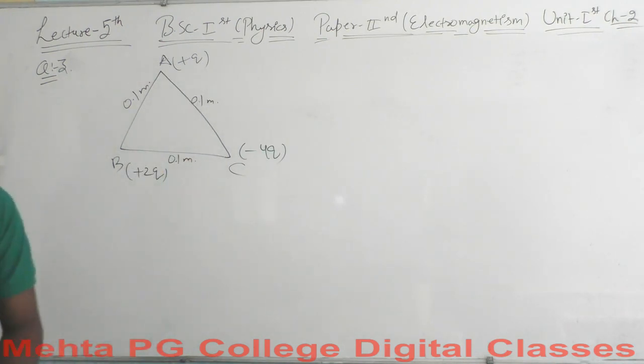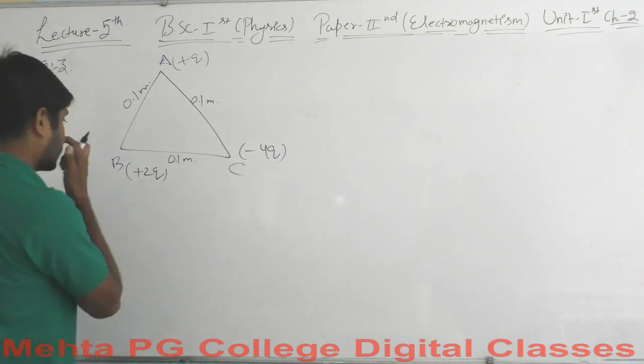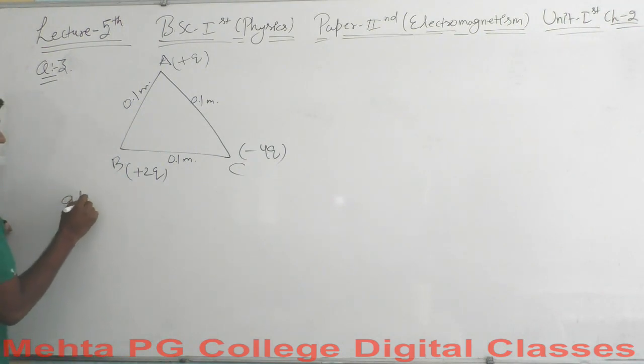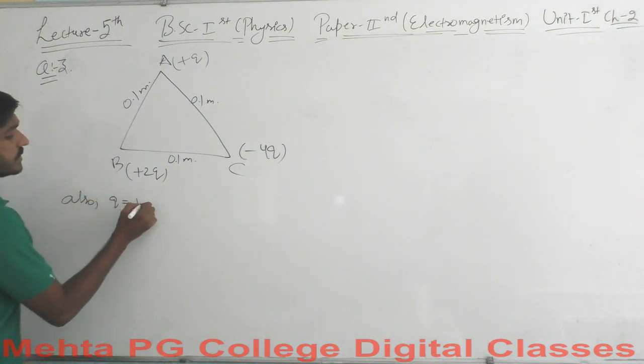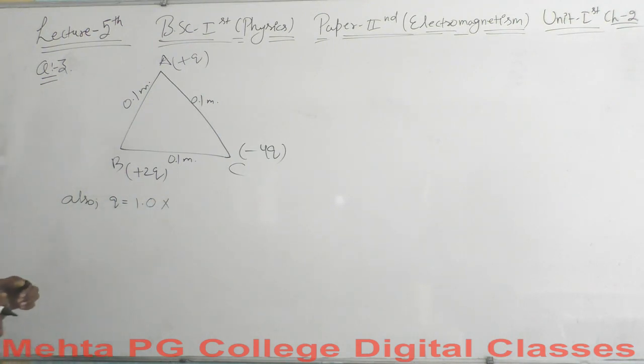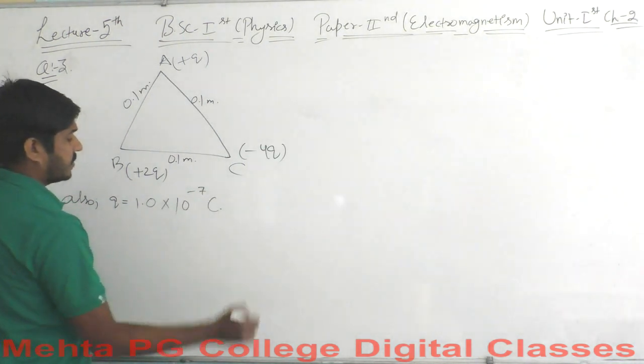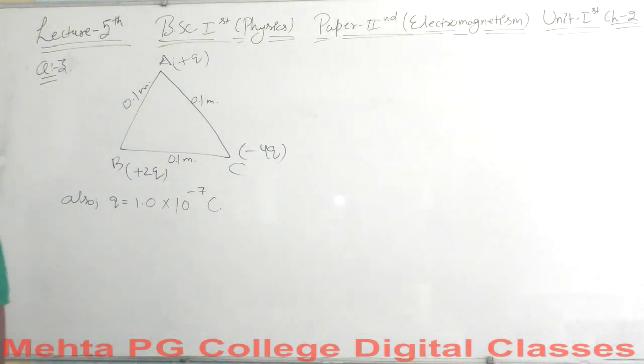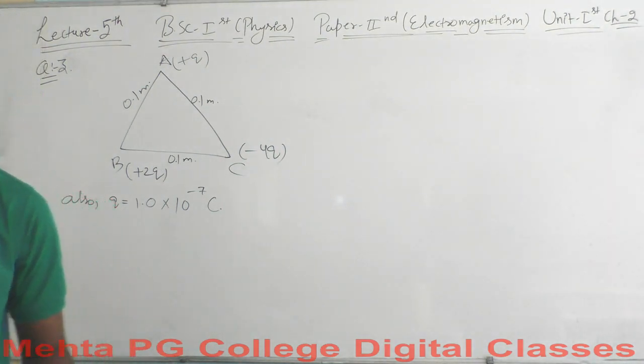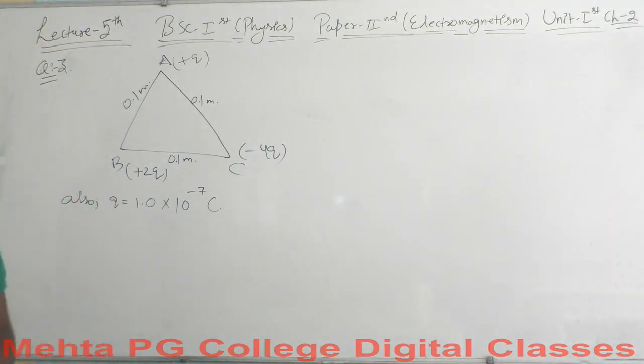So these are the distances, these are the arm lengths, and q is equal to 1.0 into 10 to the power minus 7 coulomb. So this is the value of charge here, q equals 1.0 into 10 to the power minus 7 coulomb. We are asked to find out their mutual potential energy. Yes.